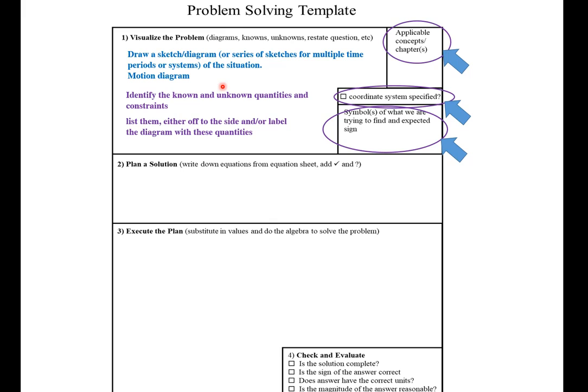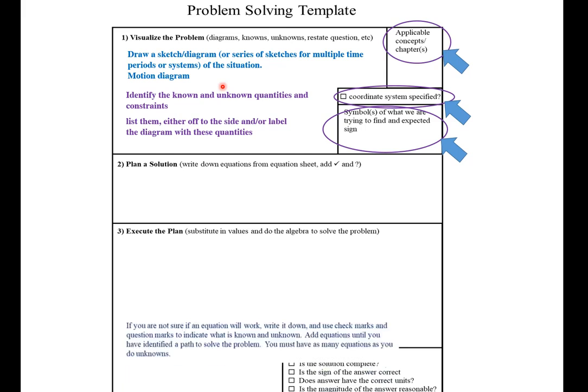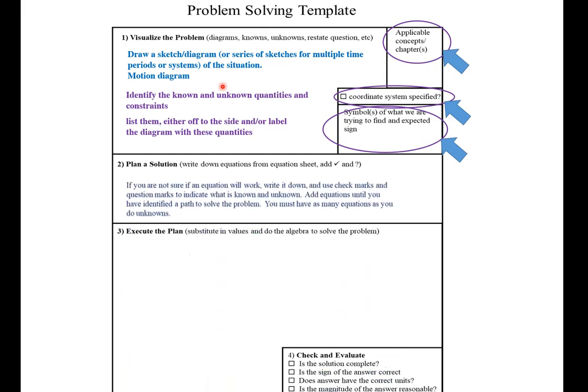And the next step is to plan a solution. When you plan a solution, guys, you have to look into your equation sheet and look at the equations that describe the identified physics concepts and principles. If in the equation you have certain quantities that you already know, in that case you can just put a check mark over the variables you know the value of, and a question mark over a variable that is unknown.